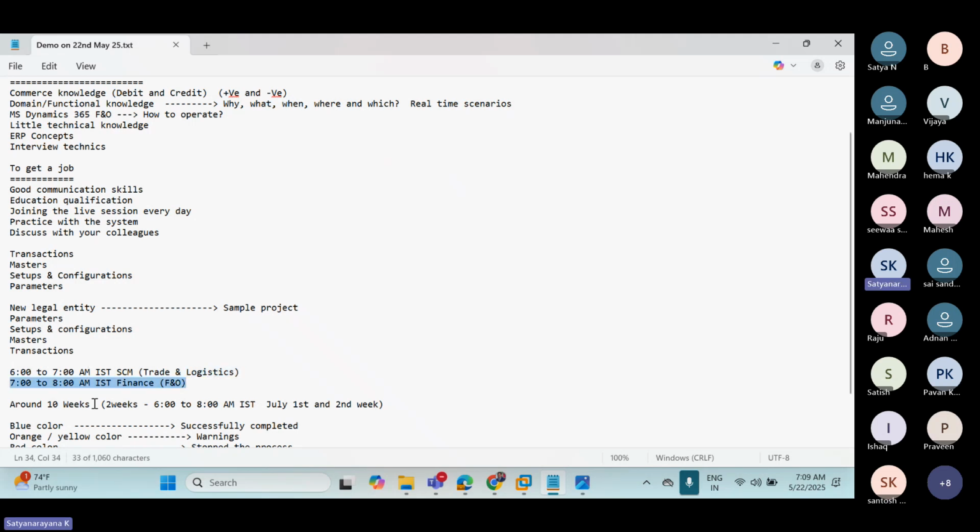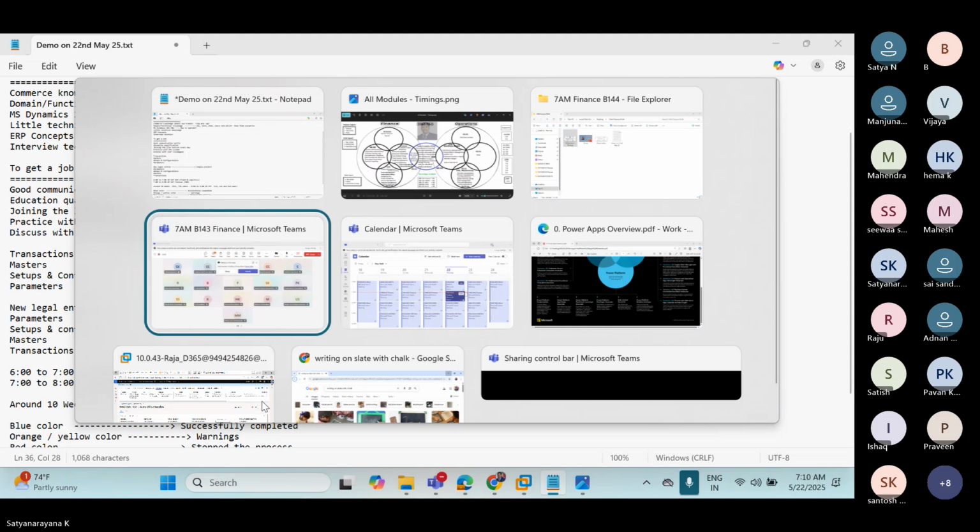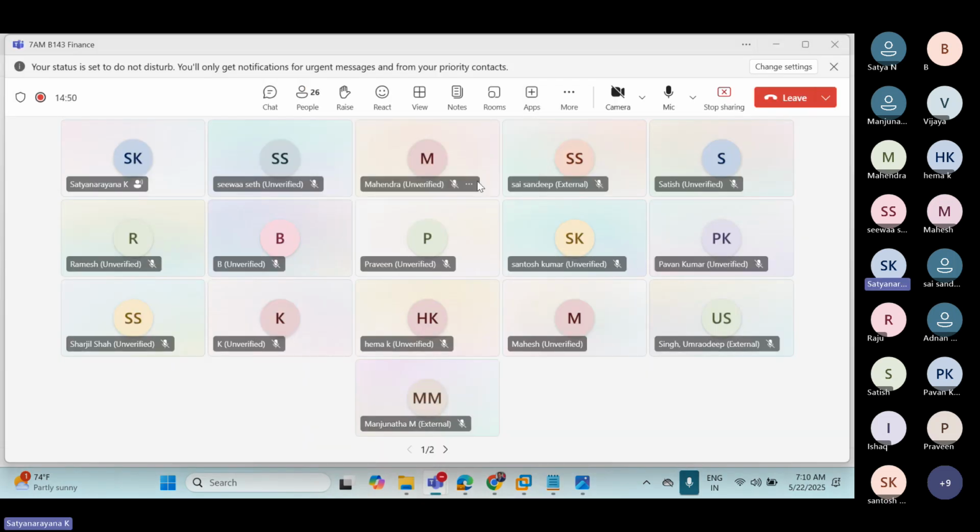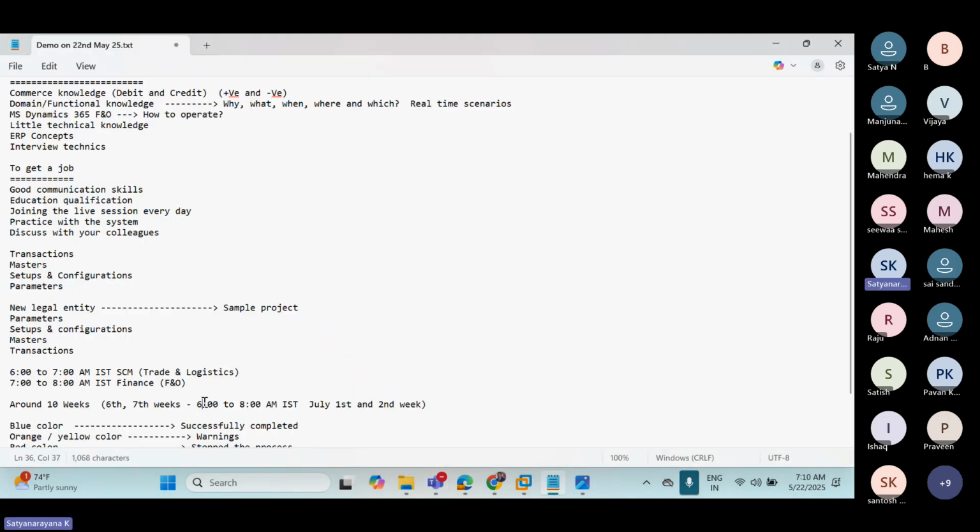Next, 6th week or 7th week. Here it is 6th, 7th weeks, it will be 6 to 8. You need to join for both sessions. Means 6 to 8, so I will combine both together in the 6th week and 7th week. Means July 1st week and 2nd week, it will be combined sessions. Later, once again, 3 weeks, it will be separate sessions.